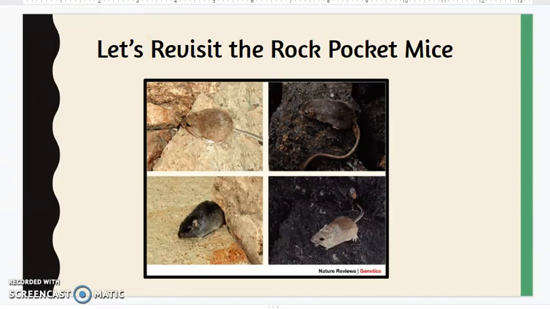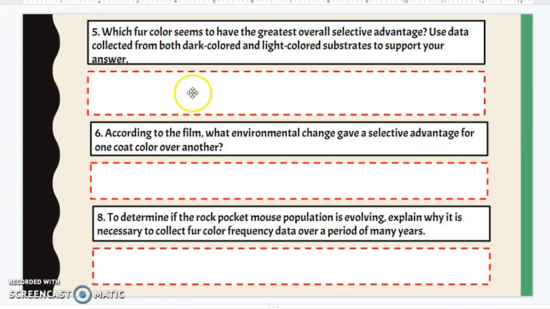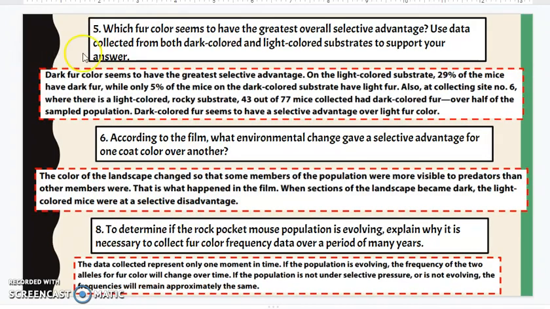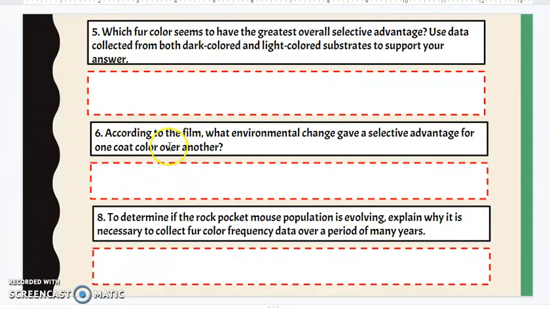So if we go back to this question and look at what they're asking, which fur color seems to have the greatest overall selective advantage? I would say the dark phenotype on the lava rock has the greatest survival. And that's what their answer says too. According to the film, environmental change gave a selective advantage for one coat color over another. As lava shows up and hardens into dark rock, all of a sudden having a dark phenotype would have an advantage. And so that mutation would be selected for.